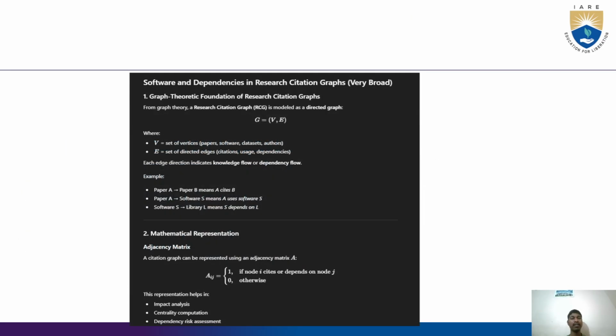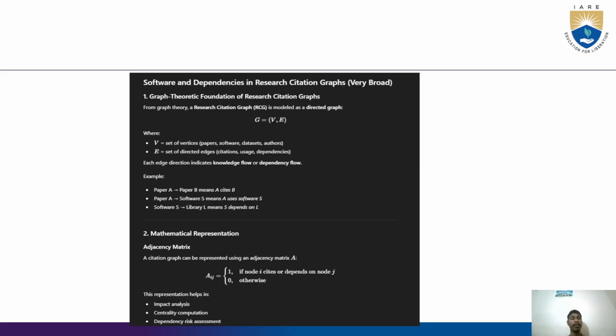Software dependencies in research citation graphs. We have a lot of software which represents citation graphs. First and foremost, graph theoretic foundation. In this theory, we have a set of vertices and a set of edges.